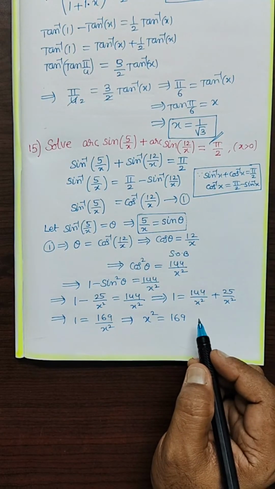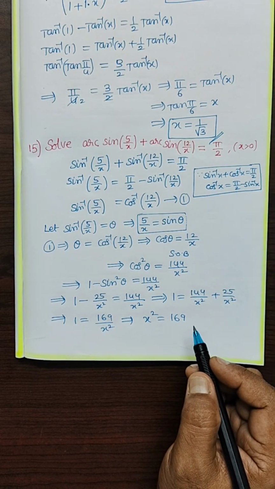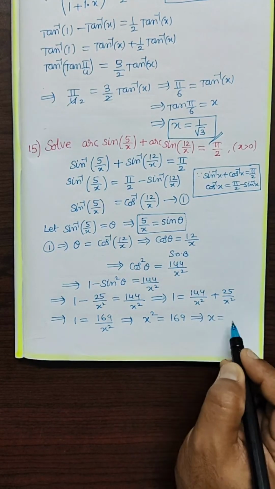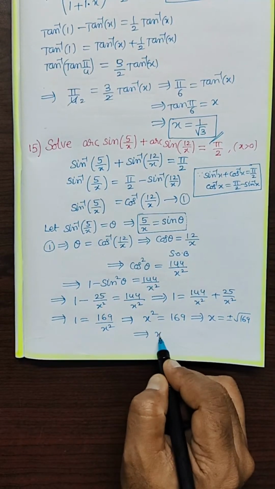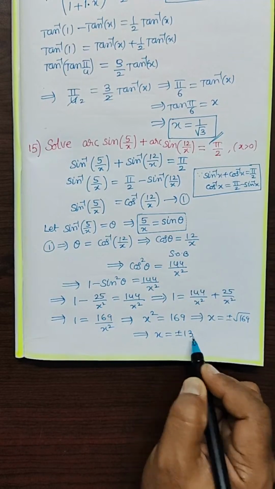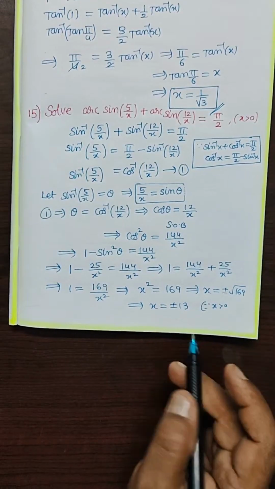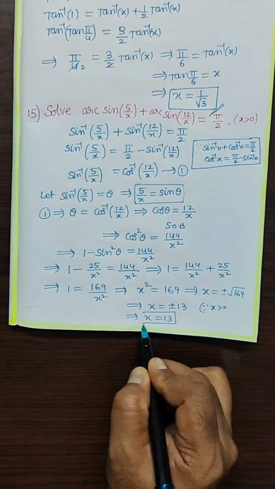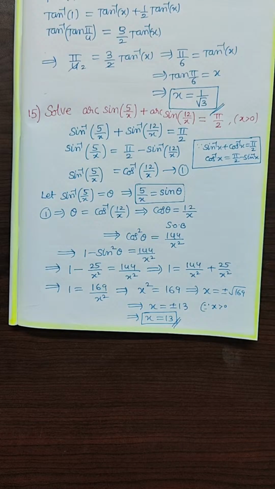Are you all getting it, dear students? They are asking to find x, no? That implies x is equal to plus or minus root 169. So that implies x is equal to plus or minus 13. Since x is greater than 0, we will consider only plus 13, dear students. I hope everyone understands. This is the way you can do that.